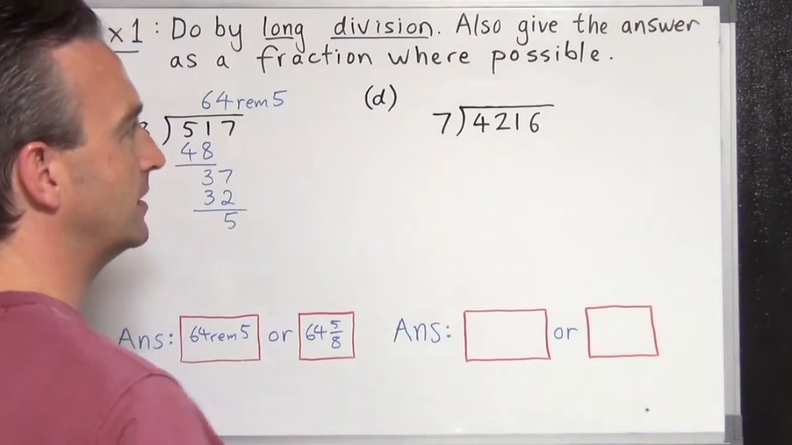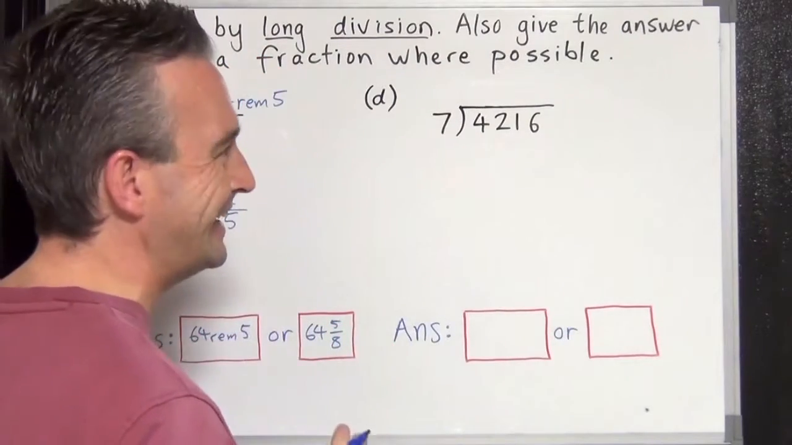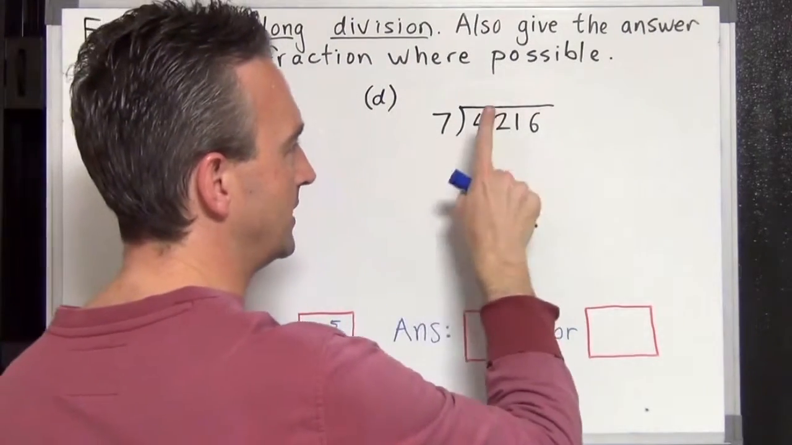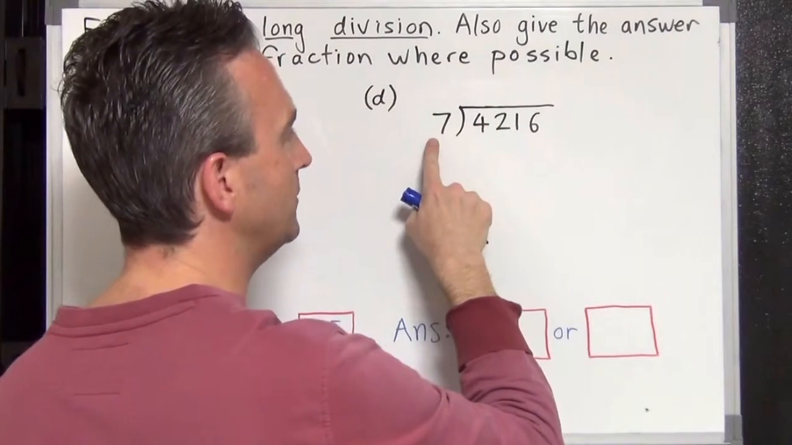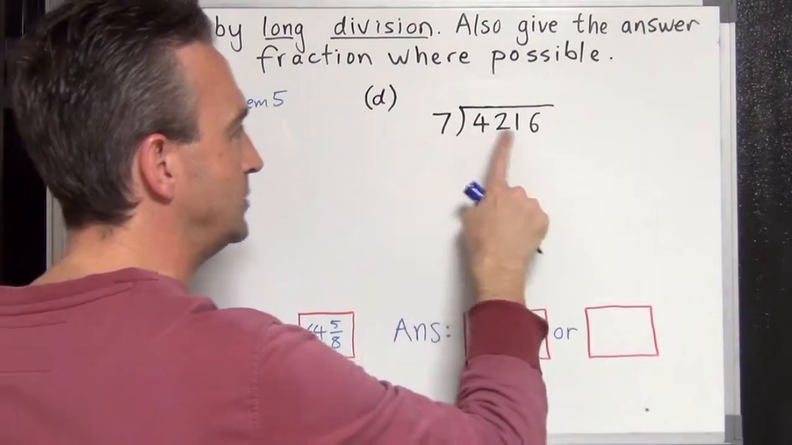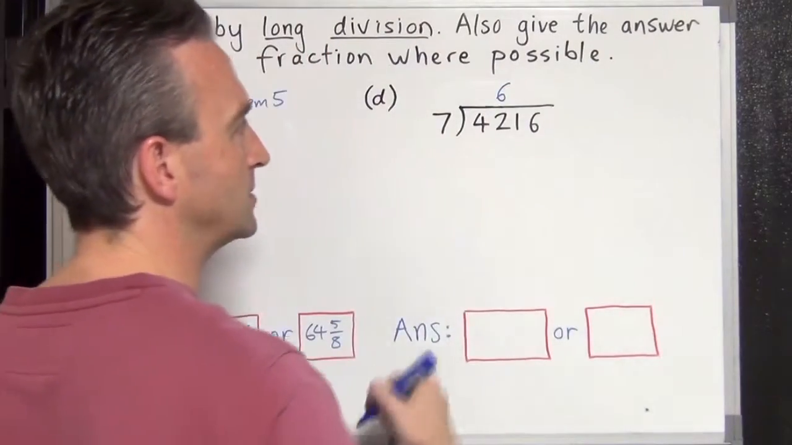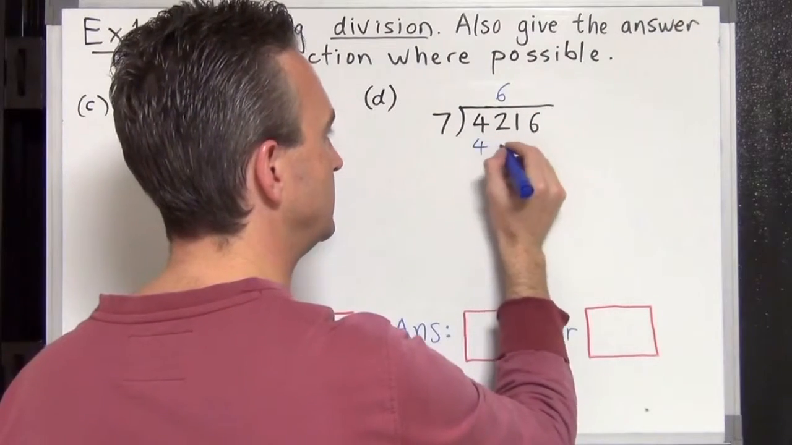4,216 divided by 7. 7 into 4 doesn't go, so here's something new again. When 7 doesn't divide into the first number, then you look at the next 2 digits. So let's try 7 into 42. That goes 6 times exactly. Multiplying back, 6 times 7 is 42.